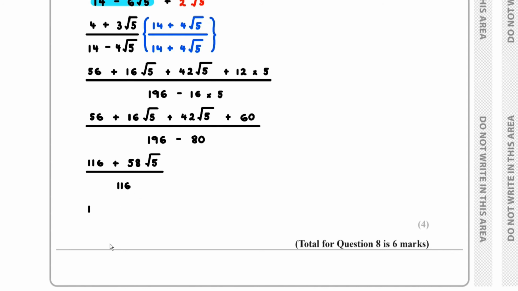116 over 116, that's just 1. And we add on to this 58 root 5 over 116, which is just root 5 over 2. Hence, we end up with 1 plus root 5 over 2.